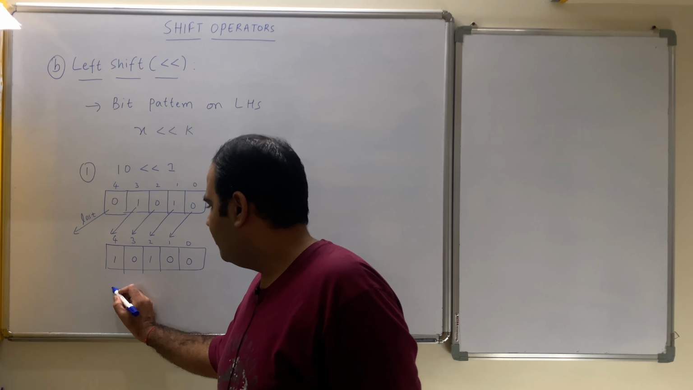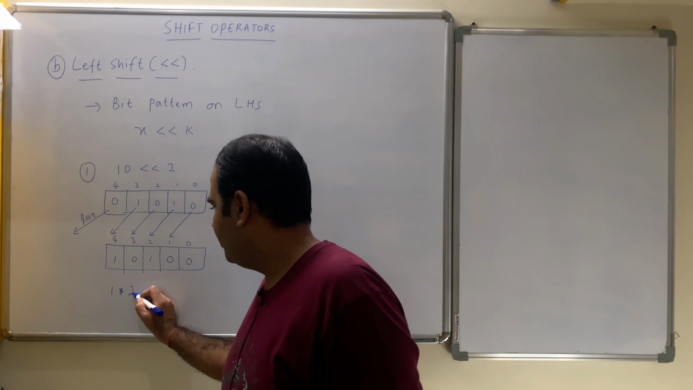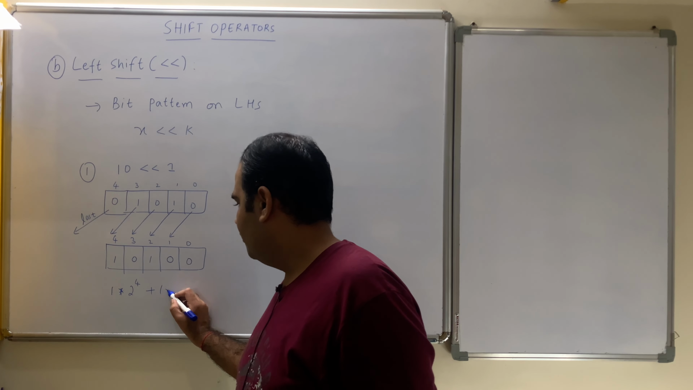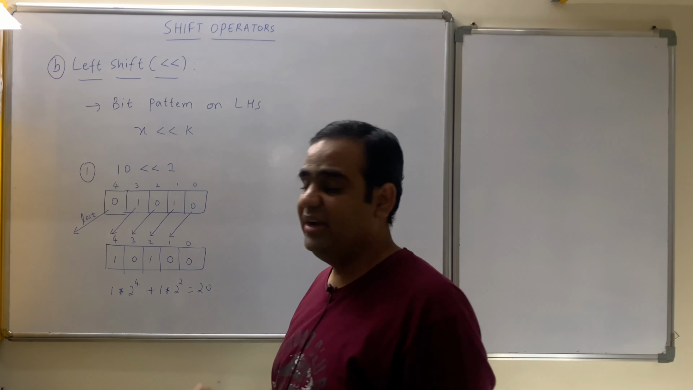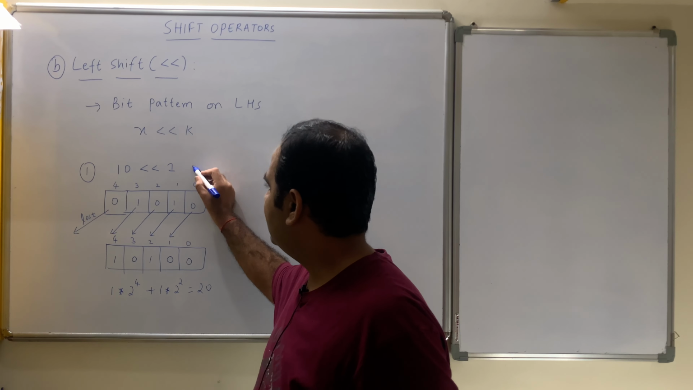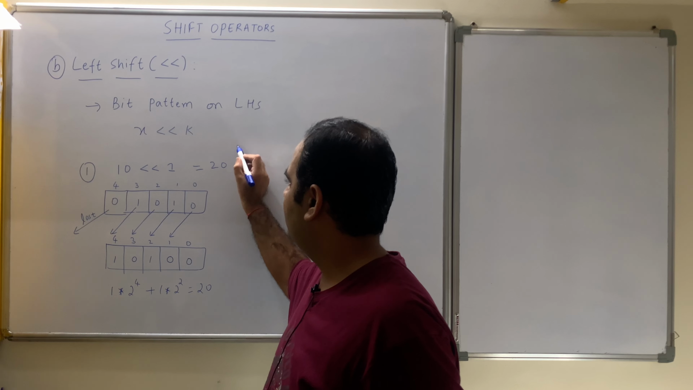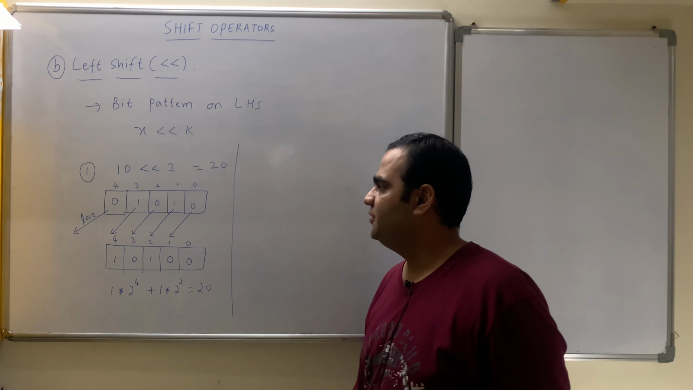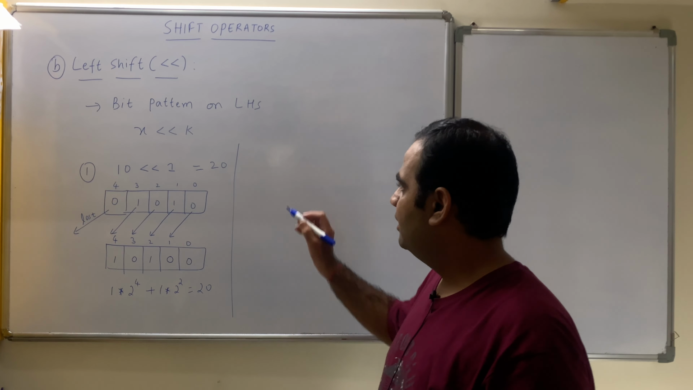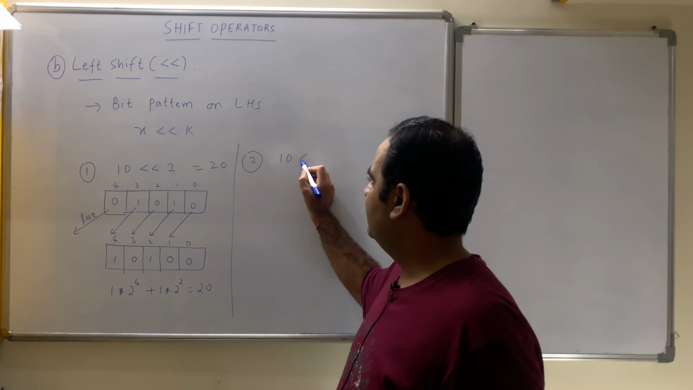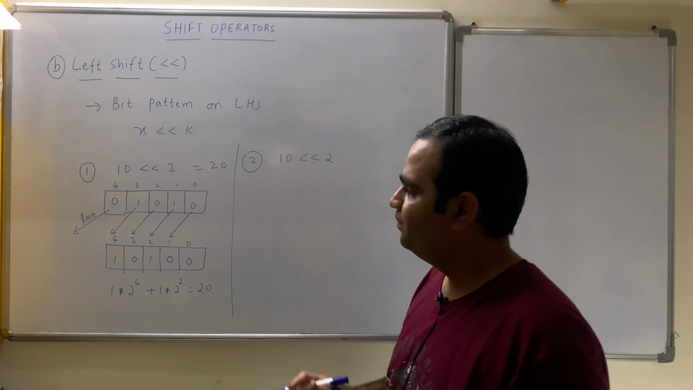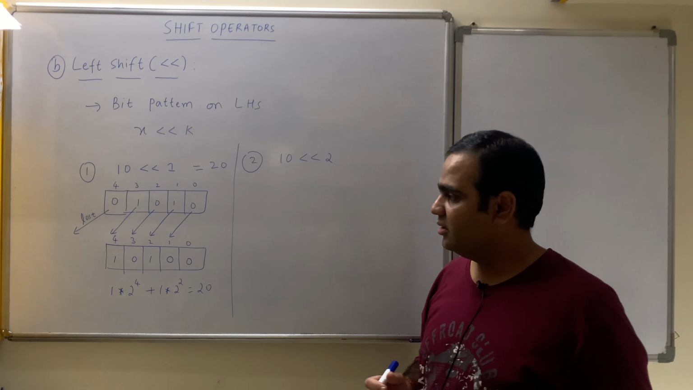Now this is equal to 1 into 2 to the power 4 plus 1 into 2 to the power 2, and this is equal to 20. Therefore 10 left shift 1 is equal to 20. Let's see the second example. Suppose we say 10 left shift by 2, and let's see the answer.